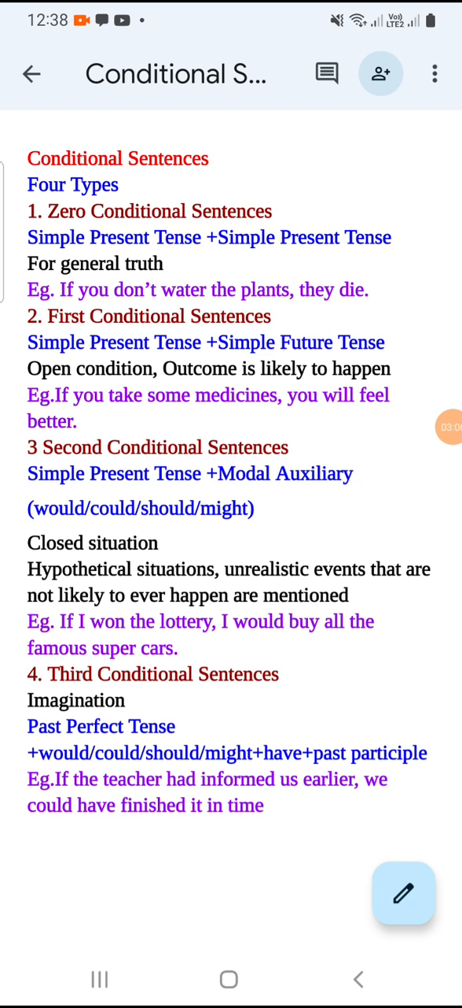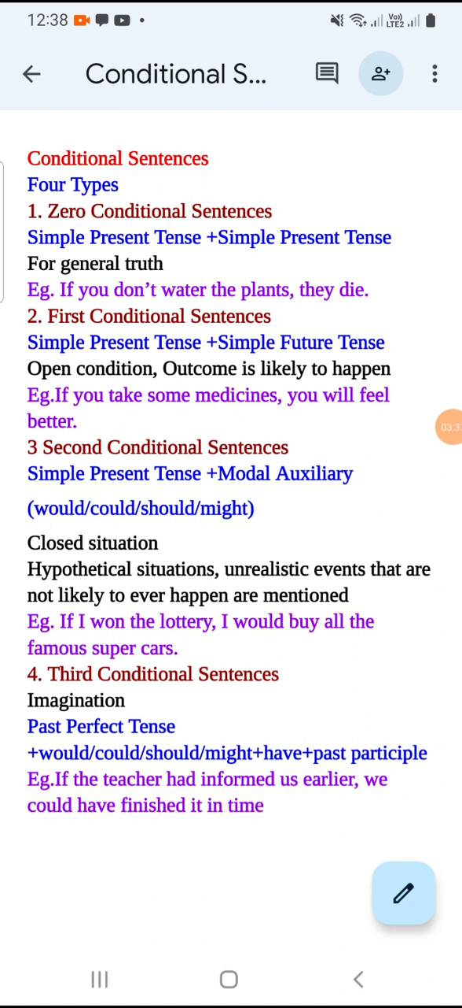Now let us take the zero conditional sentence. What is important? The zero conditional sentence, in black color you must have noticed, is used for general truth. In fact, it is used for truth, right? Every truth, scientific truth, general truth. Now, what's the formula of the zero conditional sentence?